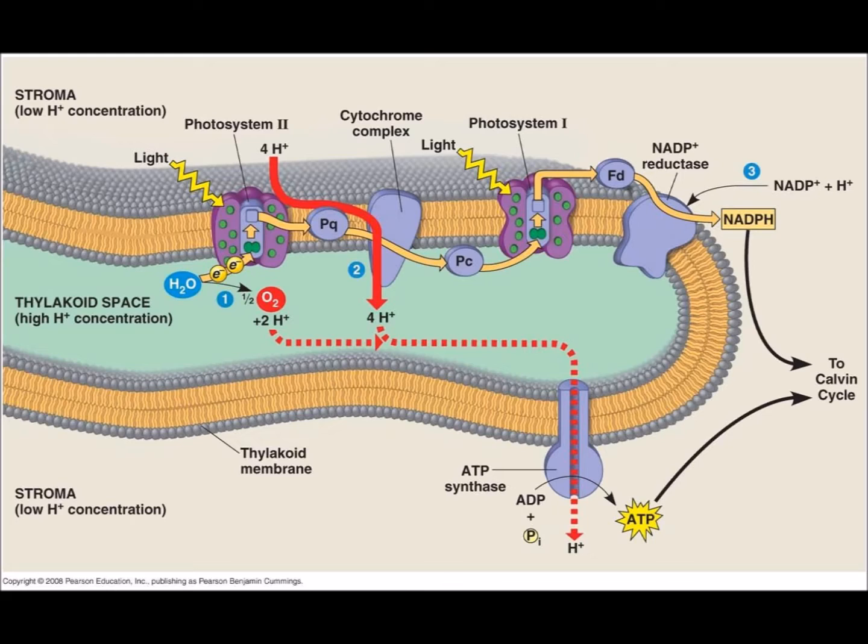Electrons travel along the electron transport chain between photosystem II and photosystem I. The short ETC transports electrons between photosystem I and NADP plus reductase. The lumen is the space between the thylakoid membrane.